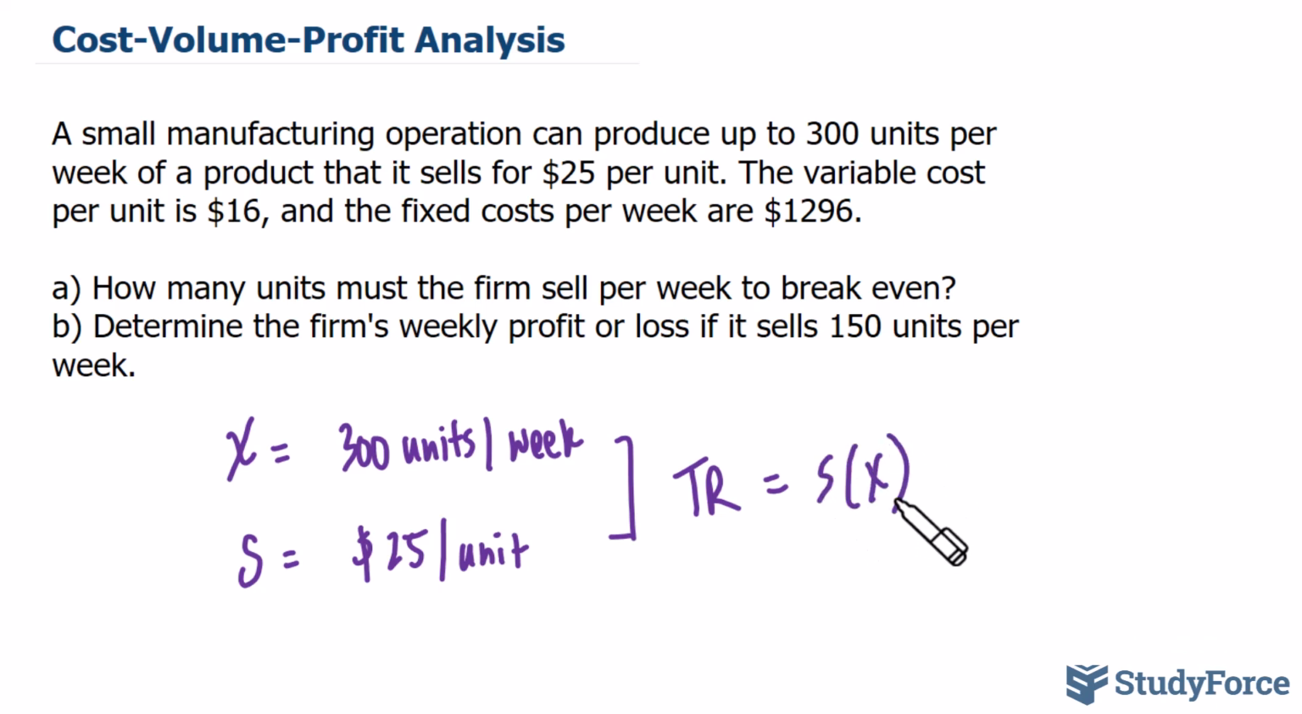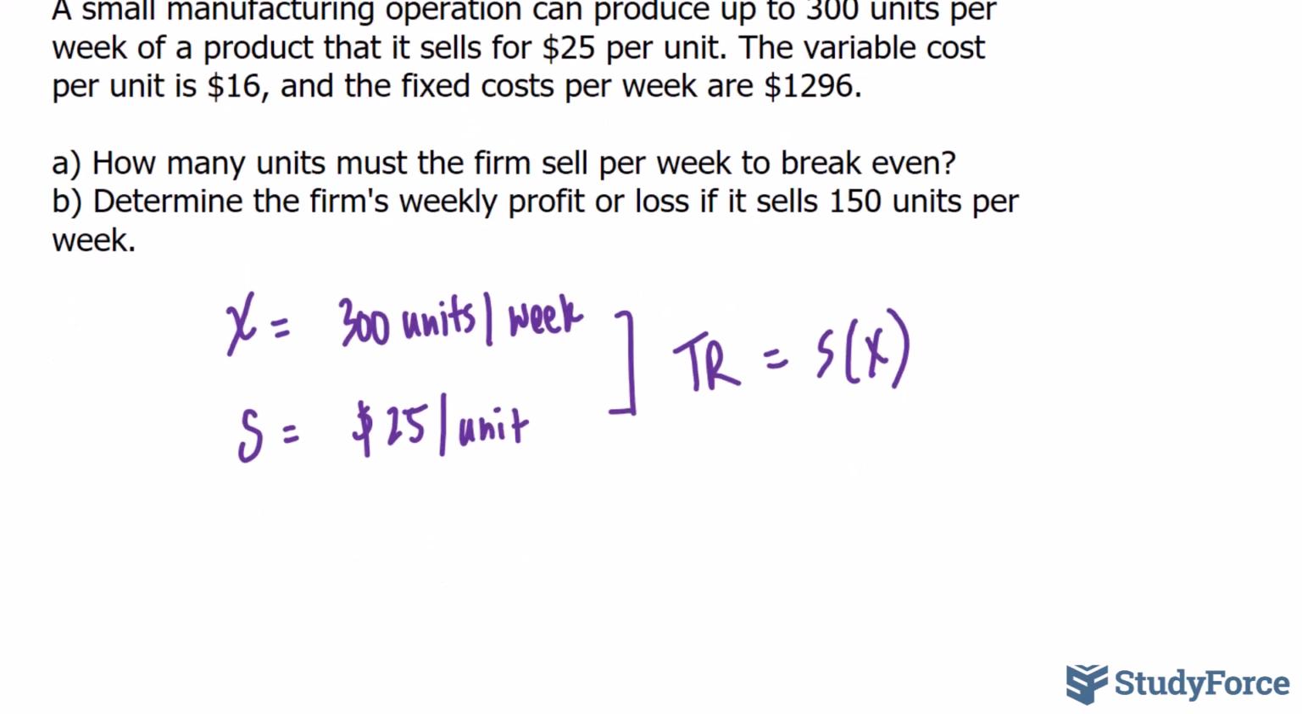In the next sentence, it says that the variable cost per unit is $16. We'll let variable cost be represented as VC, and it's a rate. We're told that it's $16 for every unit. There's also another cost known as the fixed cost. The fixed cost is $1,296.